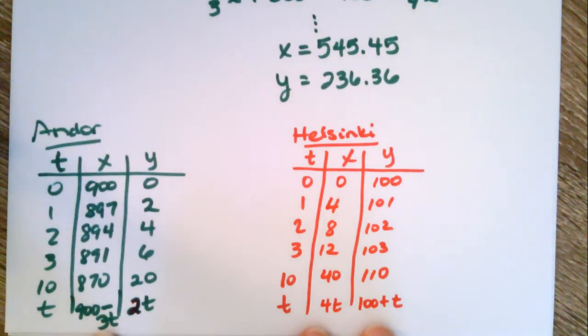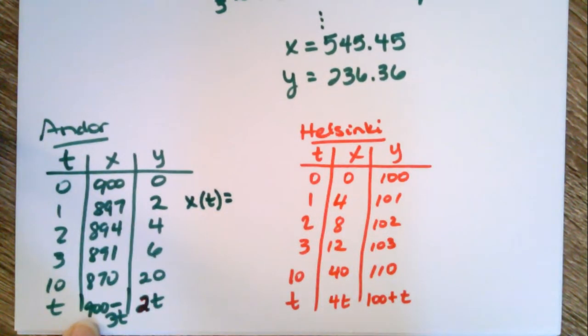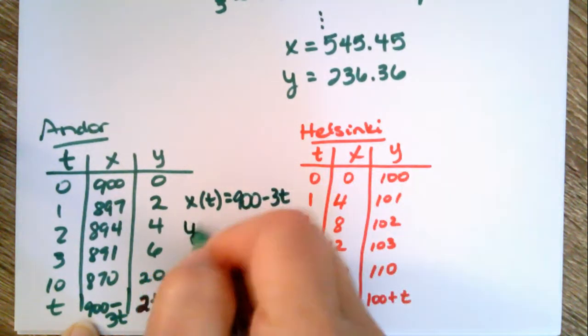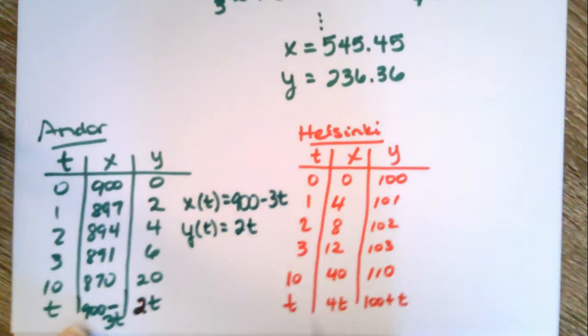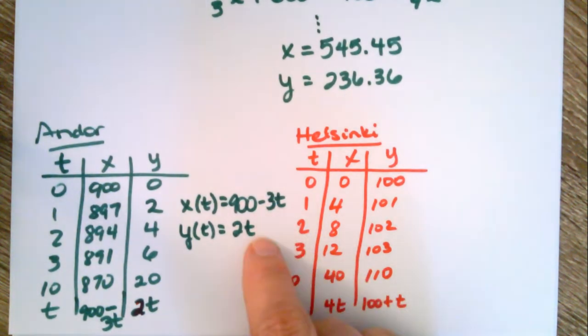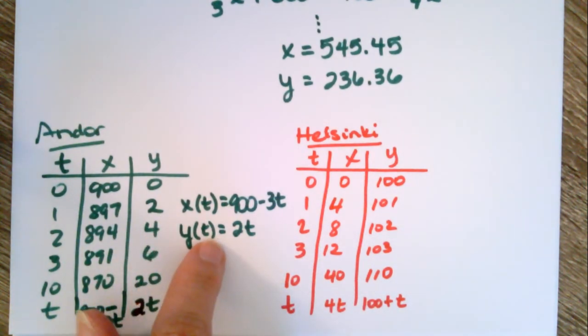So the information that we get here from the table, we could write this: x of t is equal to 900 minus 3t, and y of t is equal to 2t. What I've done there is I've taken these two patterns dependent upon time and written them as two separate equations where x and y are both dependent variables depending on this new independent variable of time. So I've introduced a third parameter into the situation.